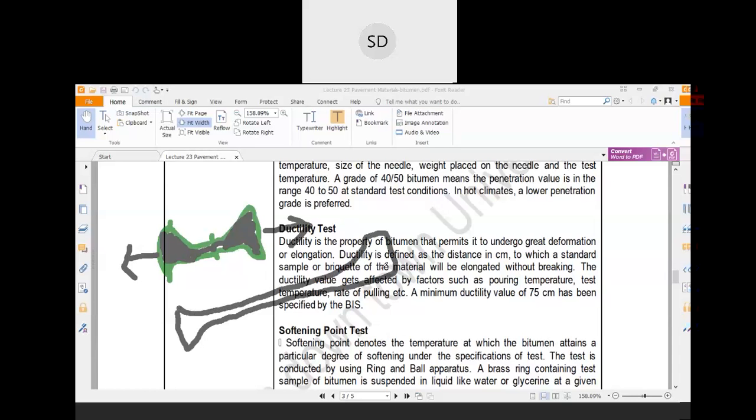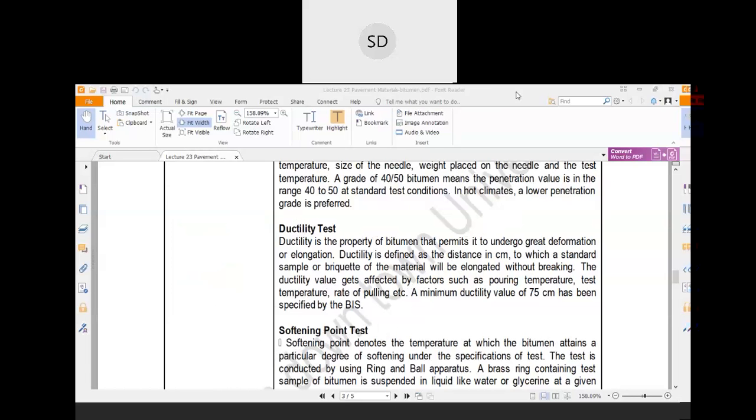Okay, it will get elongated, but after some time the bitumen content over the middle section will break down. So basically your ductility is the length of the bitumen before just breaking. That is how much it can take the load before breaking. That is the ductility.